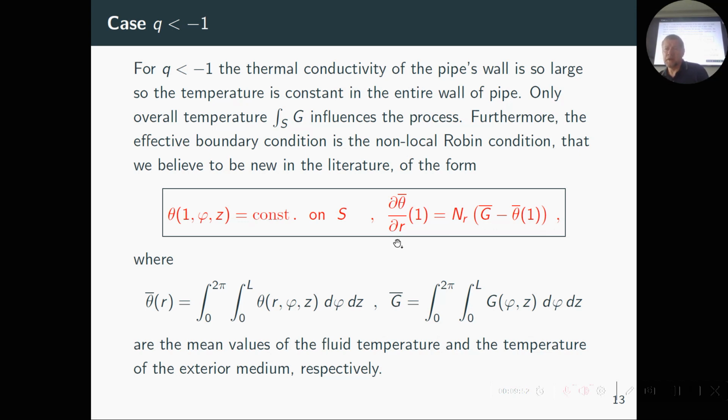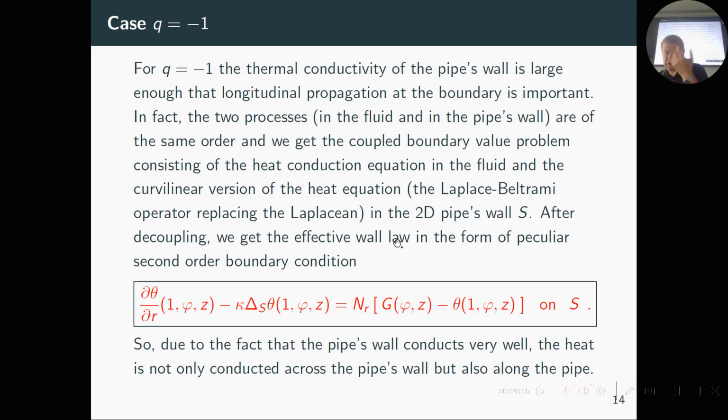Now, the other situation is when Q is equal to -1, which means that still the pipe is conducting rapidly, meaning it's some kind of metal, but not so fast as in the first case. In that case, there is a balance between the process inside the pipe, in the fluid, and in the wall of the pipe. And what we get is another heat conduction equation in the pipe's wall.